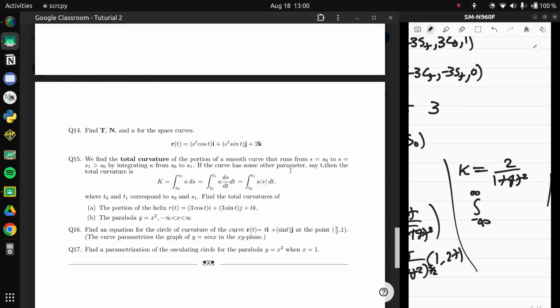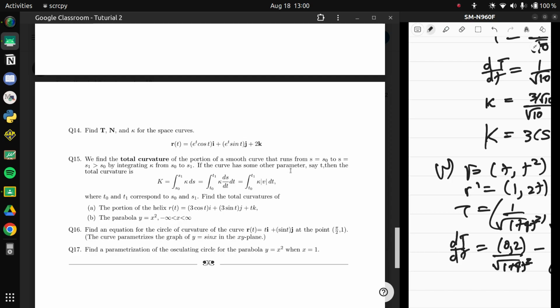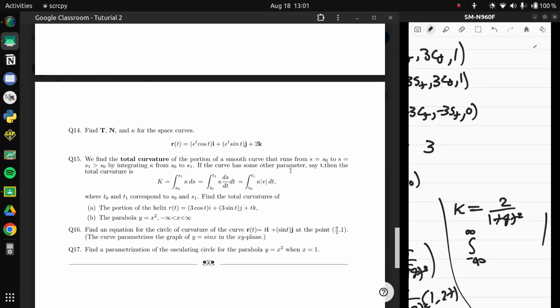Oh, by the way, what's dr by dt? The magnitude of that. We need that, right? So it will be that times square root of 1 plus 4t square, which just pops out of somewhere. So you can think of it as the integration of dt upon square root of 1 plus t square.